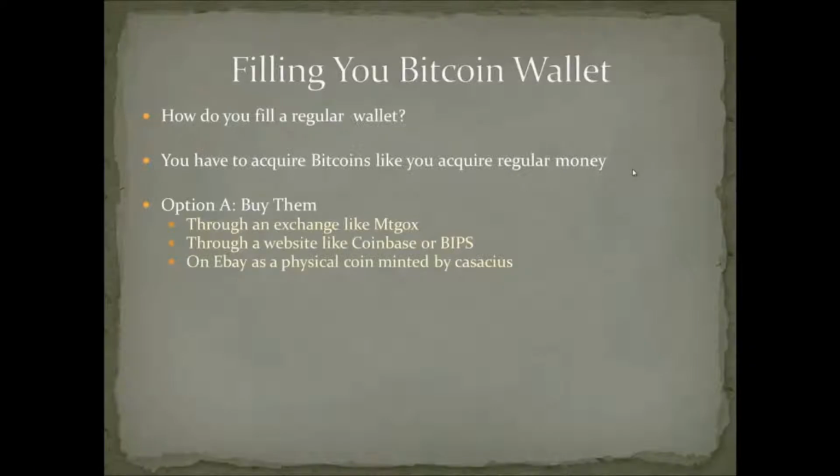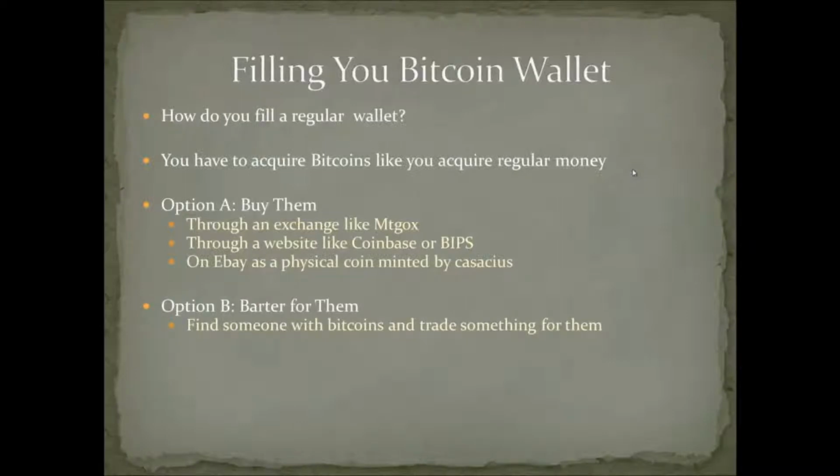You can buy them. Option B is you can barter for them. There's a couple of websites that do exist, which will be included in the appendix, for people who have Bitcoins to hang out and do things. And you can just chat with them and say, hey, I'd like to get some Bitcoins, even 0.0001 of them. Can I do something for a Bitcoin? And they'll say, oh, yeah, of course you can, something like that. So option B, just like anything else, you can barter.